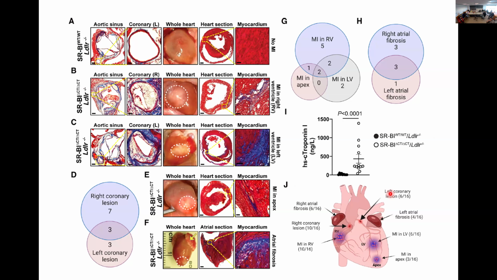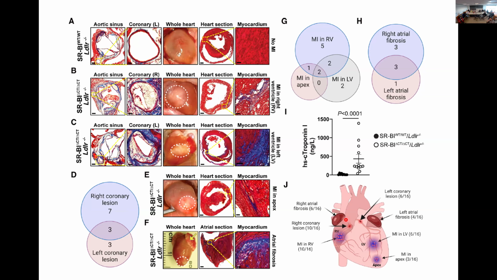This is just a busy histology slide, but you can see in the coronaries now that they have significant plaque in both the right and left coronaries. That has not been seen before, really. If you're getting a lesion in the coronary arteries, that's really nice. The mice also have evidence of heart attack because, for example, you see fibrosis and troponin is elevated.